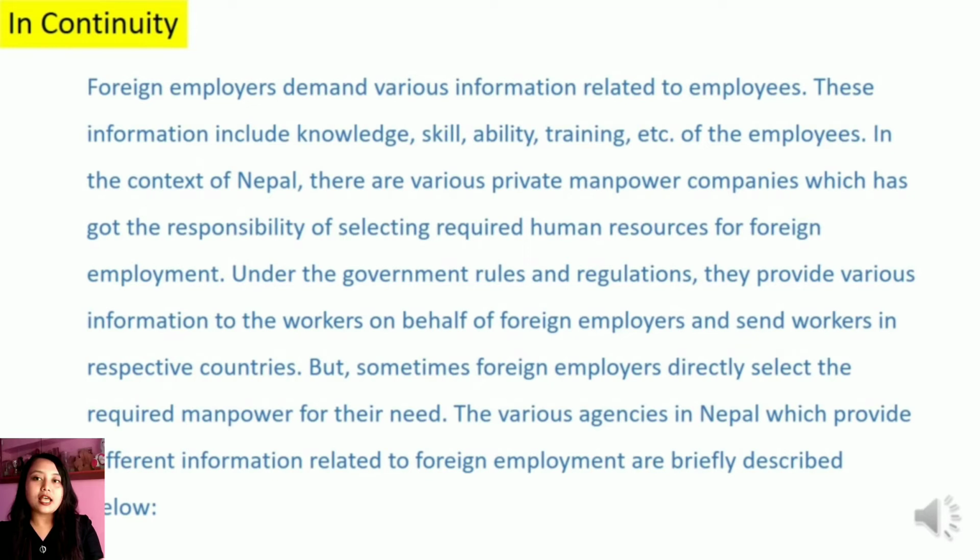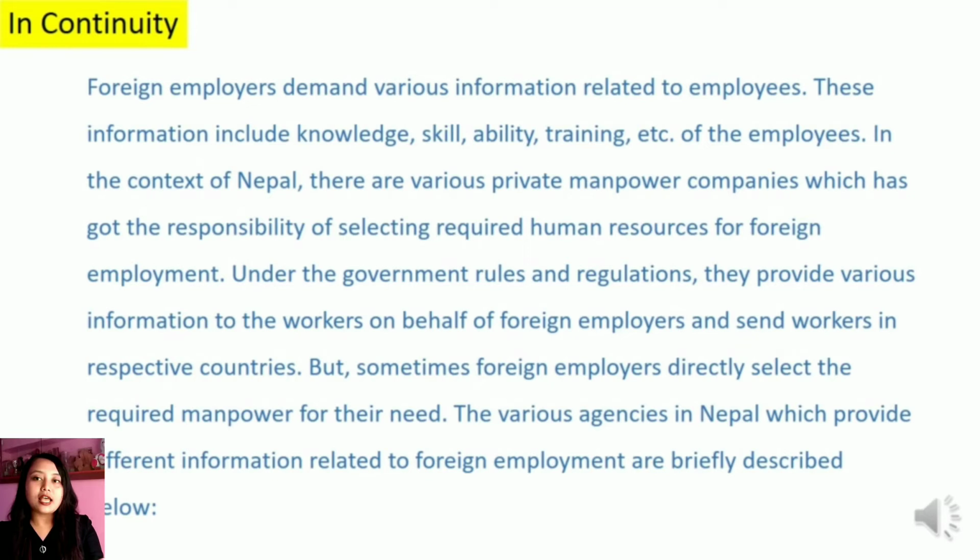So from here we can see that these manpower companies are under the rules and regulations of the government of Nepal. And if a country like Qatar announces any vacancy, then that information will be distributed to all the people in Nepal through the manpower companies. After that, the people who get the information will apply for the employment opportunities, and those applications will be collected by the manpower companies, to check whether they are eligible or not.